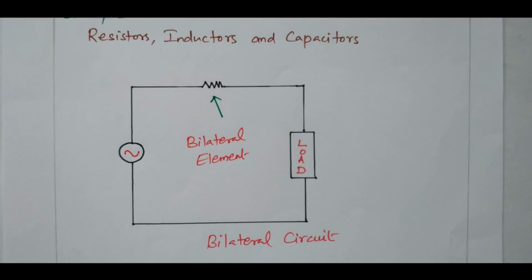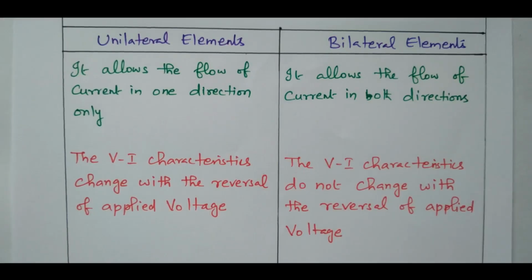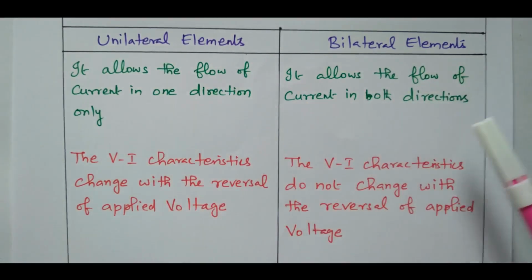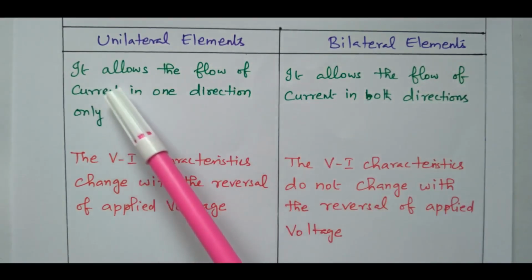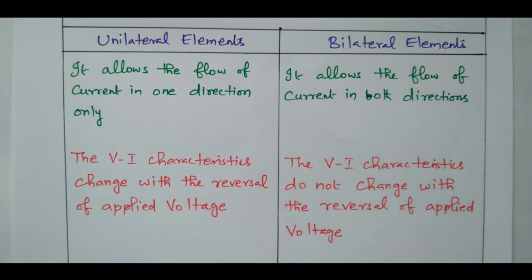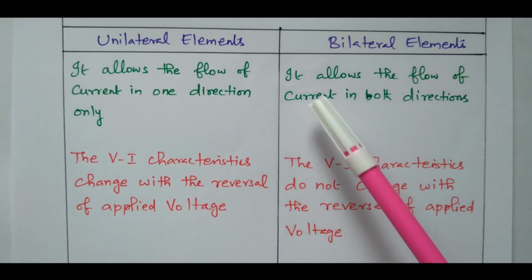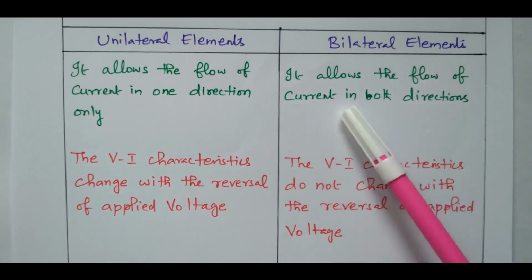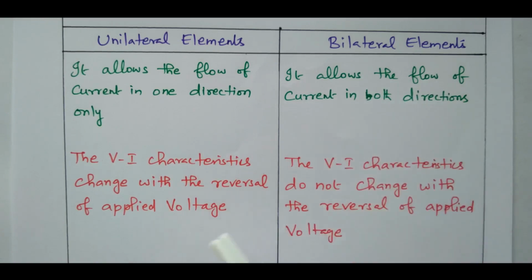Now we'll go for a comparison between unilateral and bilateral element. So in a unilateral element, it allows the flow of current in only one direction. But a bilateral element allows the flow of current in both the directions, right? Both directions are possible. The VI characteristics change with the reversal of applied voltage in a unilateral element, right?